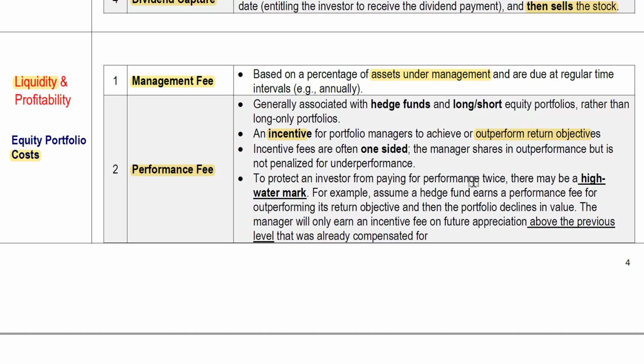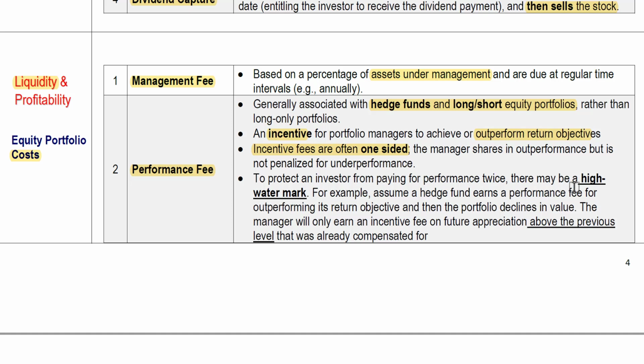And this fee is usually required by a lot of hedge funds, especially those with a long short portfolio, because a long short portfolio usually has a much higher return in terms of percentage. That's the reason they want to use it to catch up anything above a certain level. And I view the fee as not fair because it is often one sided. The manager shares in the outperformance, but is not penalized for the underperformance. So it's only one side. If you are below that level, there's no penalty.